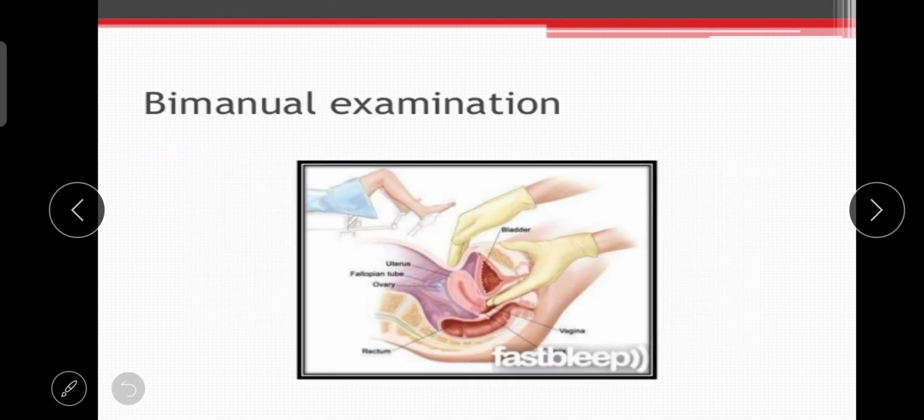Next is bimanual examination. See, in vaginal examination alone we have covered so many categories. I have told you about the speculum examination. With the help of the speculum we inspect the vagina, but in the bimanual examination it is done by hand. By inserting the fingers, they examine the vagina. You can see in this picture: one hand is above the abdomen and the other hand, with two fingers, is inserted into the vagina to examine for any abnormality. That's why it is called bimanual examination.